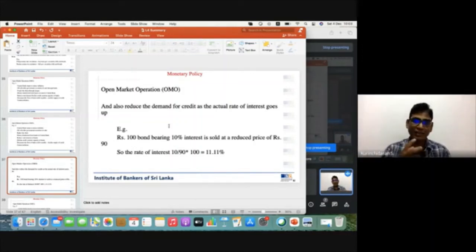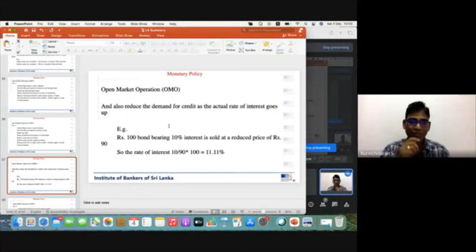So then that interest rate can translate into the market. The market interest rate can fluctuate. Sometimes the market interest rate can go up, or sometimes it can come down. So that can have an impact on credit, which we should understand. I have given the example.